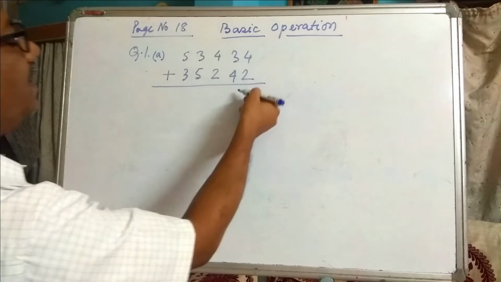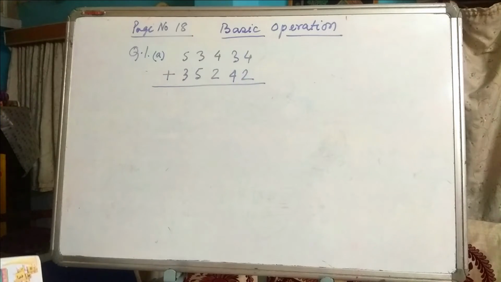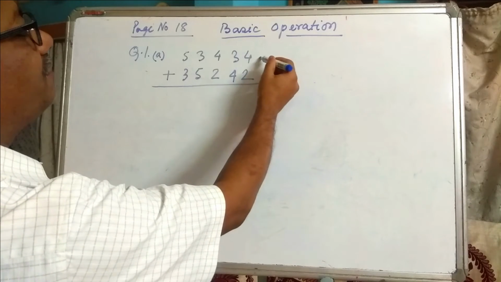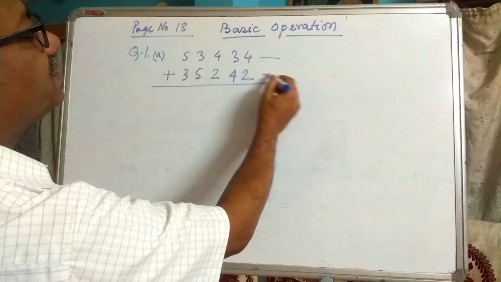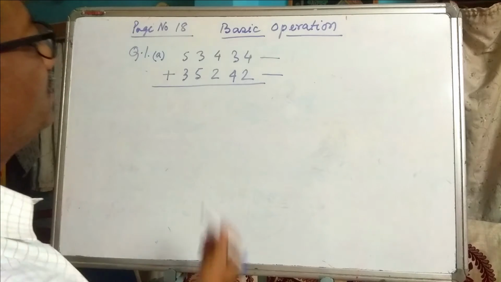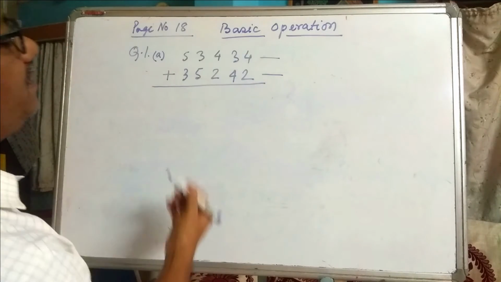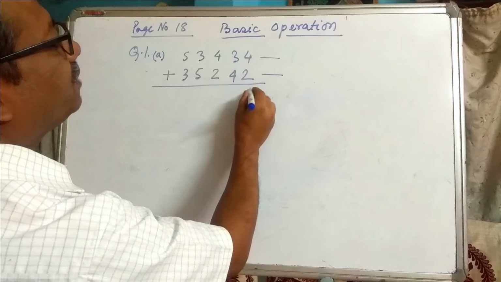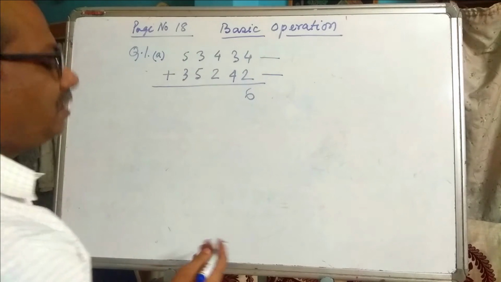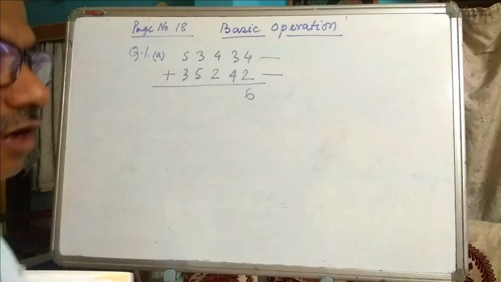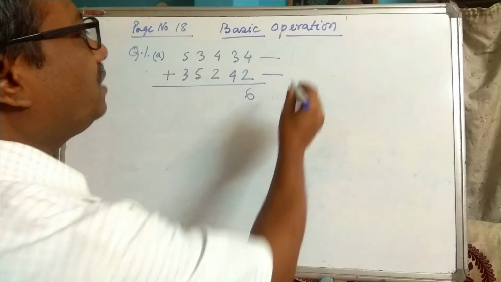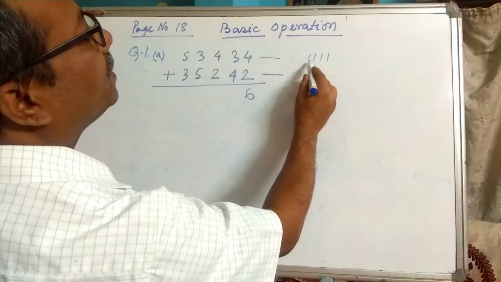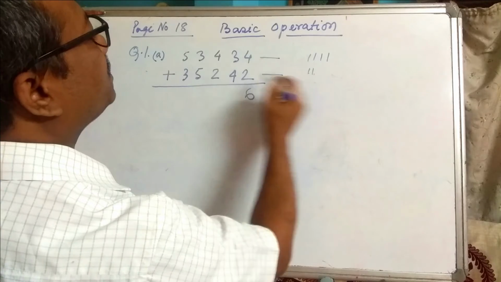We need to add the numbers, first row and second row. This is the number of the first row, and this is the number of the second row. So we have to add them. Now 4 plus 2 is equal to 6. You can count the numbers on your fingers and you can draw lines also. 1, 2, 3, 4 and 2. How many together? 1, 2, 3, 4, 5, 6.